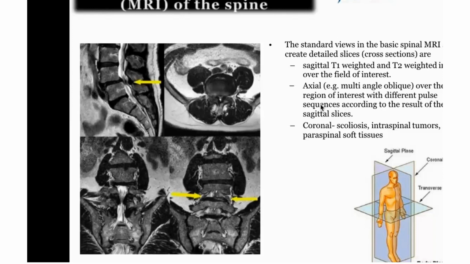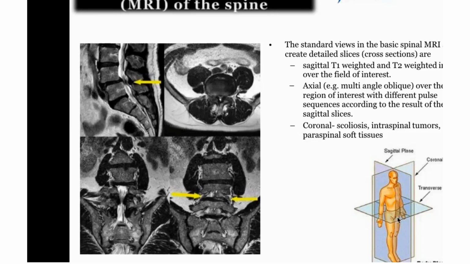So we'll see the sections of the MRI. In the sections, we have multiple sections, like the sagittal section. Why do we call it sagittal section? Because it divides the spine into two halves like this. Sagittal suture is there, sagittal section. So we are dividing the spine into two halves like this. So that is the sagittal section.